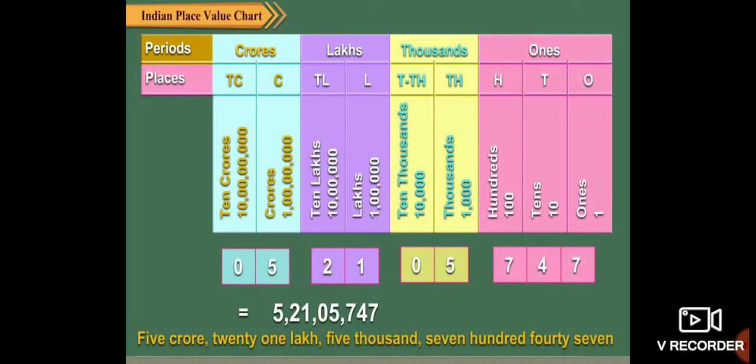We divide these place values as per the periods so that we can put the commas between the numbers and we can recognize the number. We always start putting the commas from the right-hand side with the formula 3, 2, 2, 2. That means in the Indian place value chart, we will place the first comma after 3 digits, then 2 digits, then 2 digits, then 2 digits.